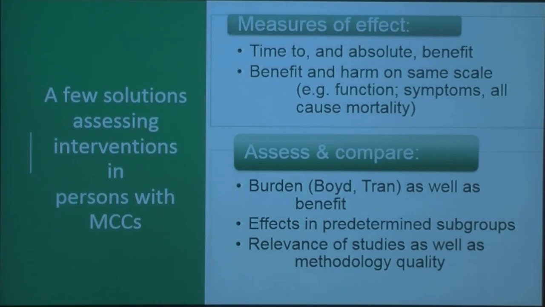We need to assess and compare burden. Burden is just as important as benefit in this population, I would tell you. We need to look at the effects in predetermined subgroups of individuals. We can't study everything, but maybe using some of the clustering and factor analysis that we heard about earlier today, we can come up with some predetermined subgroups that are more homogeneous.